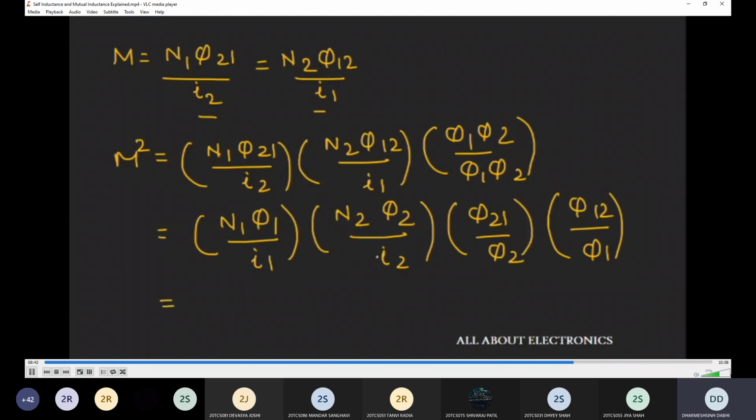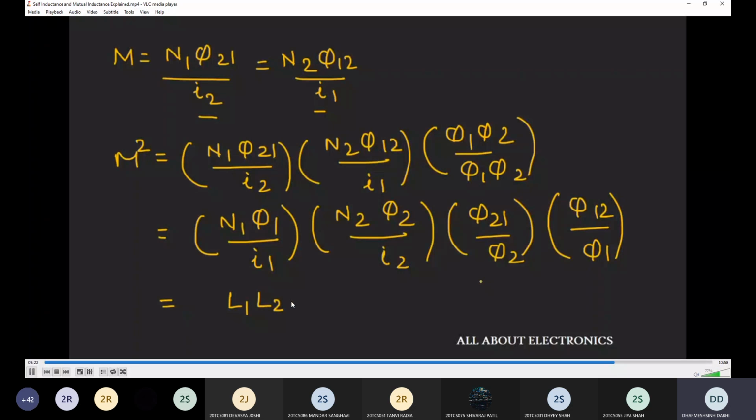And by rearranging the terms, we can write N1 phi1 divided by I1 into N2 phi2 divided by I2 into phi21 divided by phi2 into phi12 divided by phi1. So as we had seen earlier, the first two terms are nothing but the self-inductance of the coil 1 and 2, that is L1 and L2. And if you observe the last two terms, they are nothing but the coefficient of coupling, that is K. So we can write them as K into K.